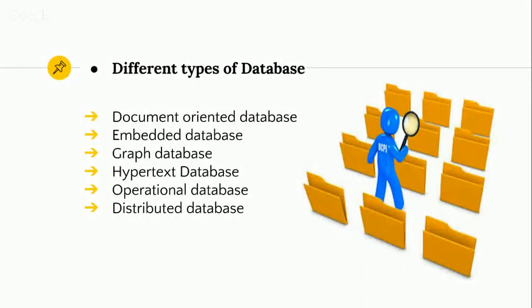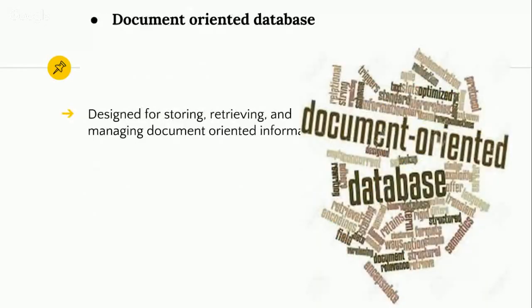Let's see now the different types of databases that exist. Number one in our list is the document-oriented database. Number two is the embedded database. Next is the graph database. Next is the hypertext database. Following is the operational database. And last is the distributed database. Let's explore some more each one of these.